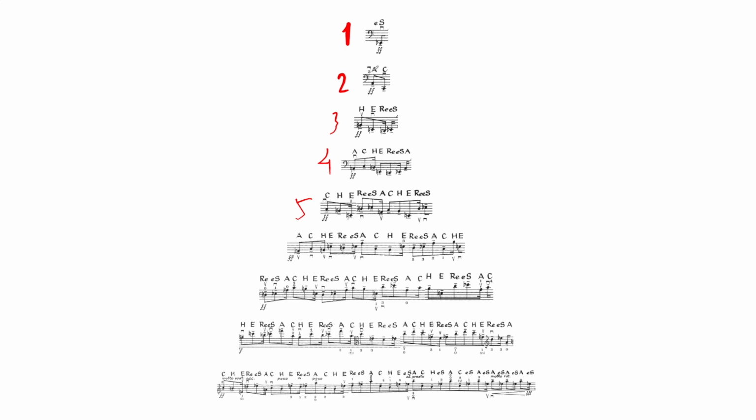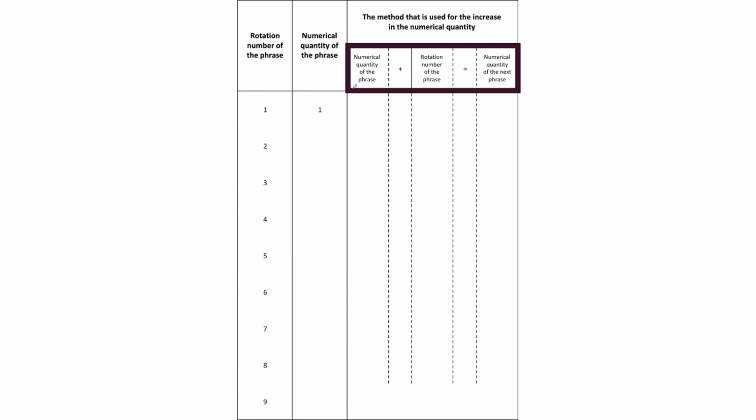Numerical quantity of the phrase means the number of notes in each phrase. This is one note, the second phrase has two notes, the third phrase has four notes, the fifth phrase has seven notes, etc. This is the formula how Lutoslawski determines the numerical quantity of each phrase.